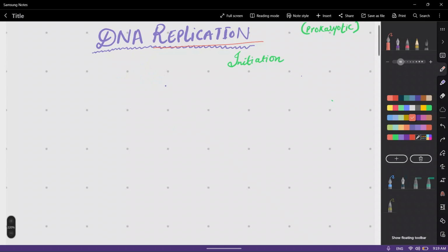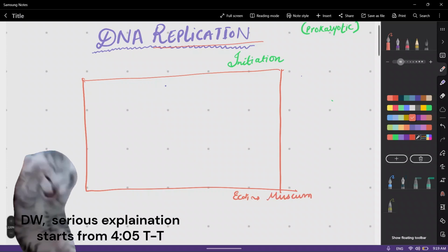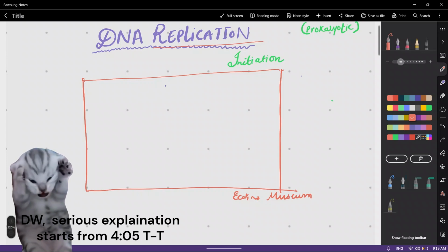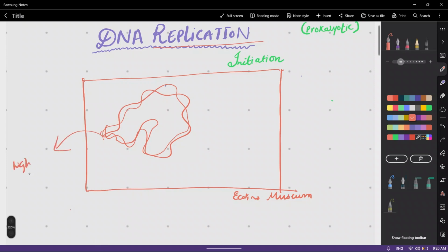Okay, so to explain this, let's take our prokaryotic OG cell, E. coli. Let's just say this ugly looking thing is the E. coli. Now here, let's say the E. coli is actually a museum. In this museum there are a lot of things present, and one of them is the DNA. The DNA is nothing else but a very high value manuscript.